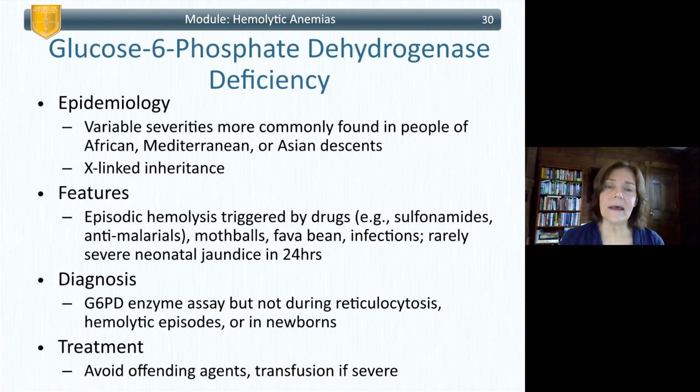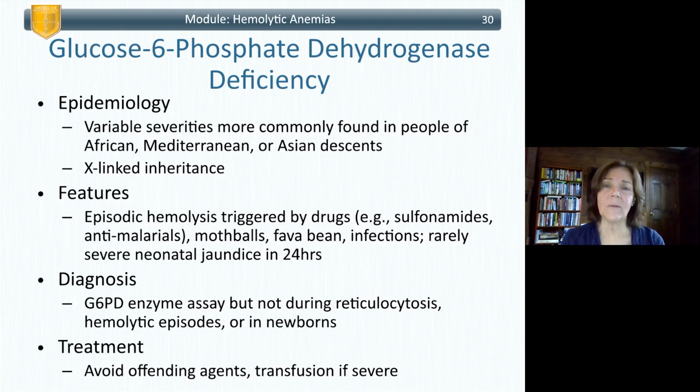Features include episodic hemolysis, typically triggered by stressors such as drugs, in children sulfonamides and antimalarials, often mothballs or naphthalene. Naphthalene can also be found in cleaning products. Fava beans are large flat green beans that kind of look like large lima beans that are found in some diets. They're a great source of iron and fiber, but they will trigger hemolysis.